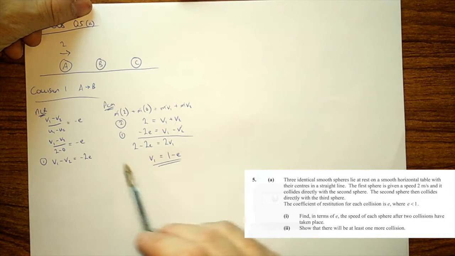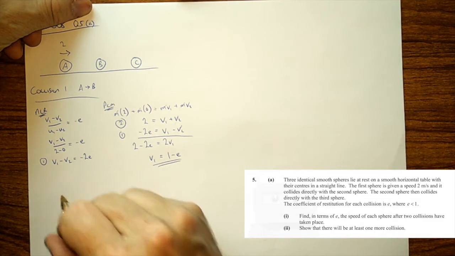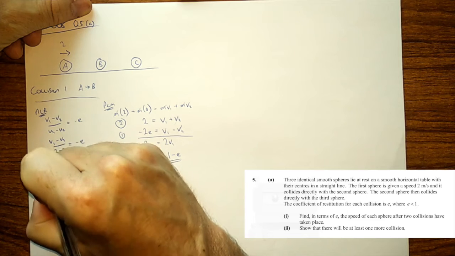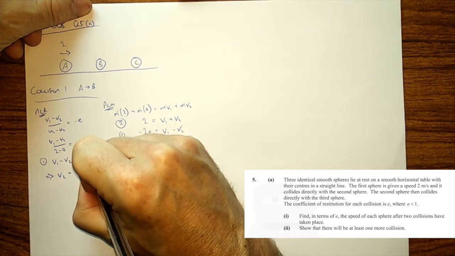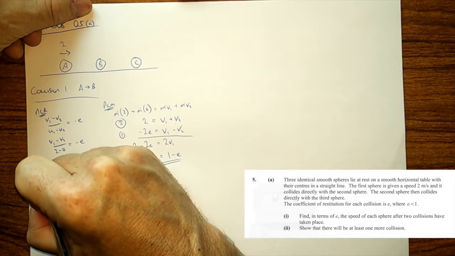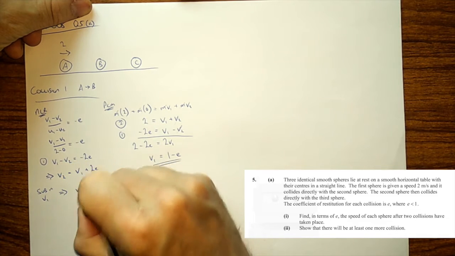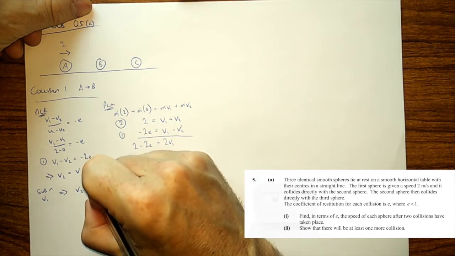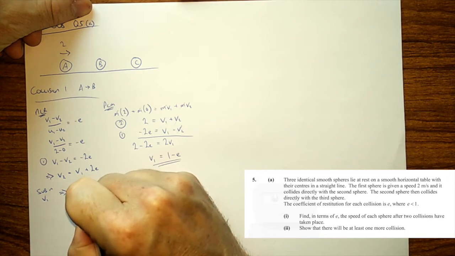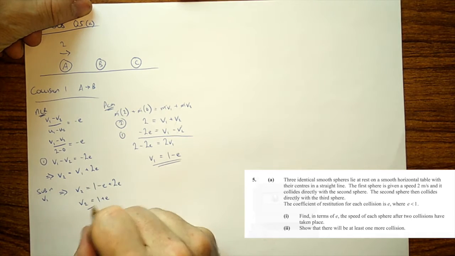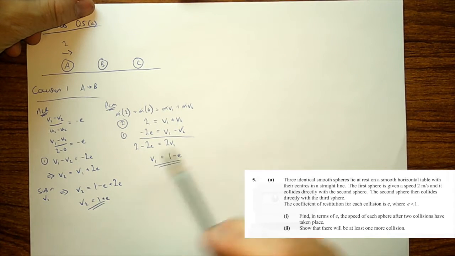Then we want the second speed, V2. Let's figure out V2. If I rearrange this, V2 equals V1 plus 2e. Sub in V1: 1 minus e plus 2e, so V2 equals 1 plus e. Okay, two of my speeds.